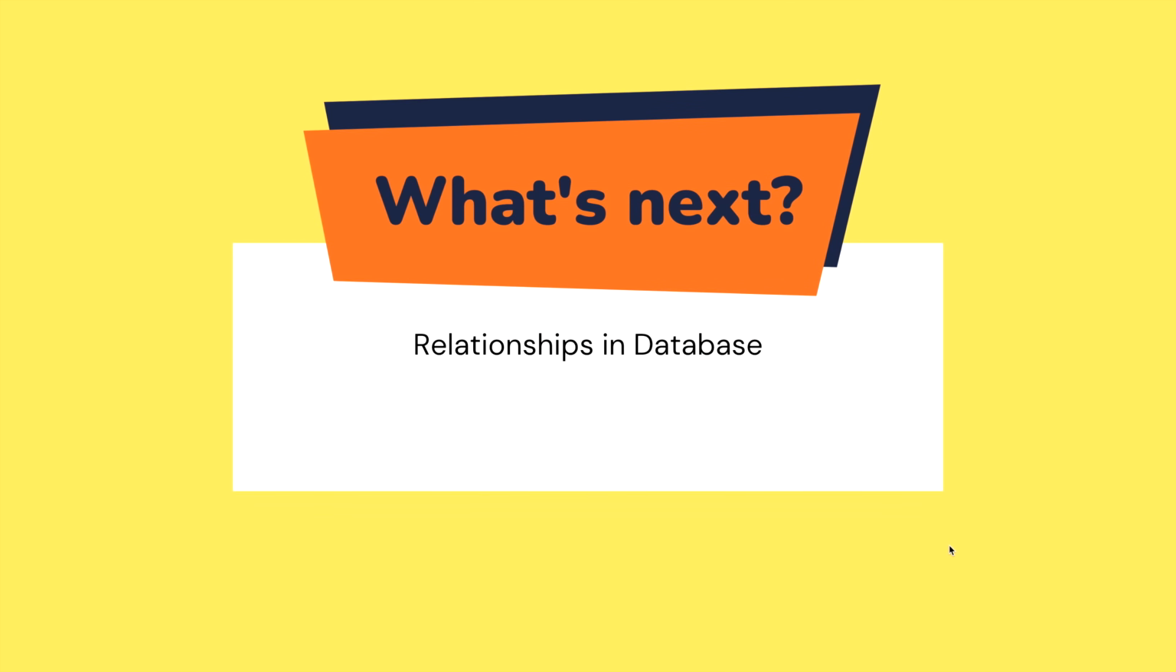So what's next? In our next video, we are going to discuss the relationships in database. It is very important for you to get to know what are the different kinds of relationships. There can be one-to-one, one-to-many, or many-to-many. And it is also very important to get to know which kind of relationship you use when, or which kind of relationship you should avoid. Everything you would get to know in our next video.